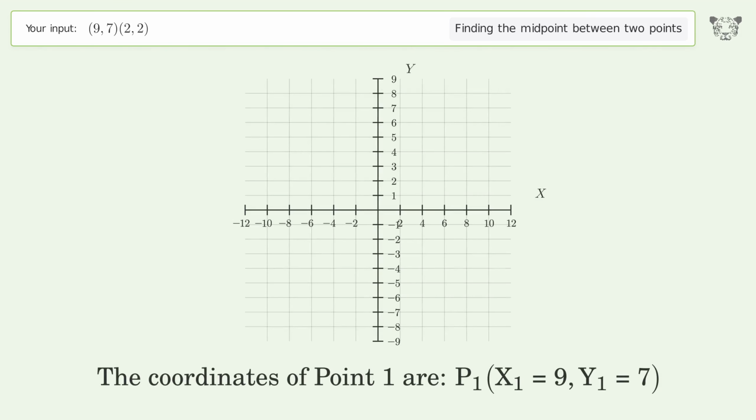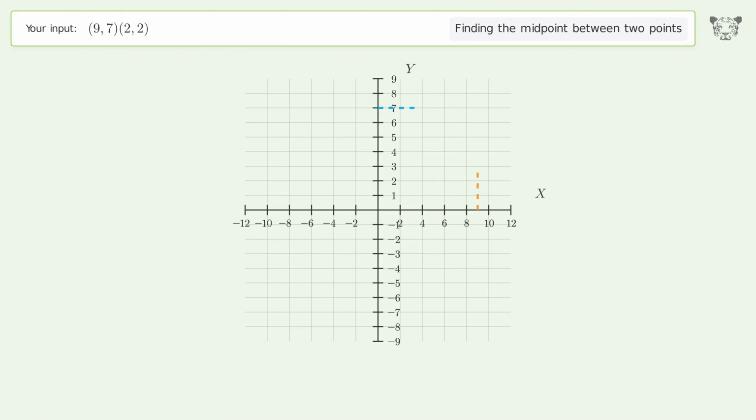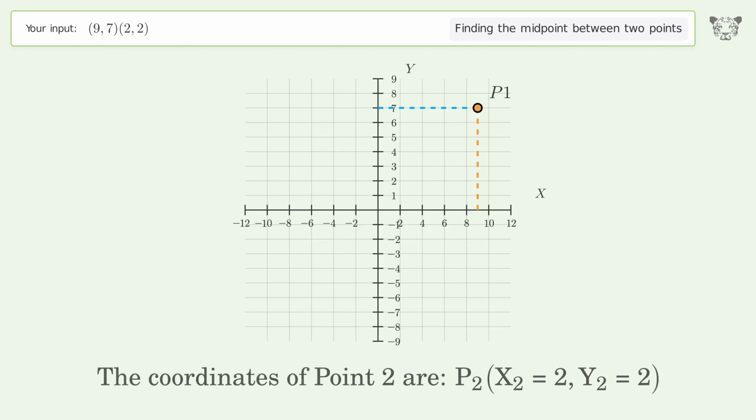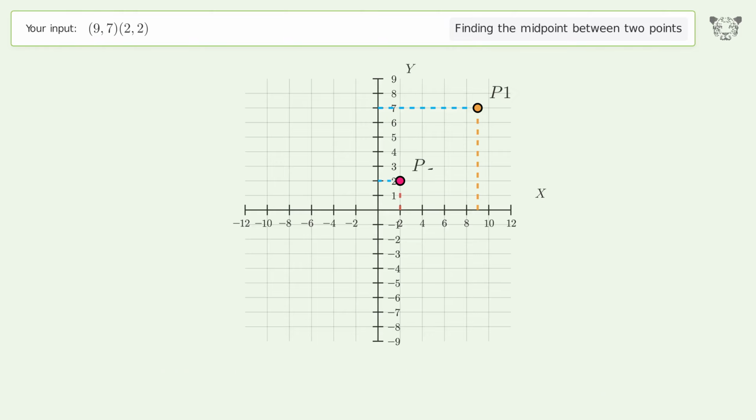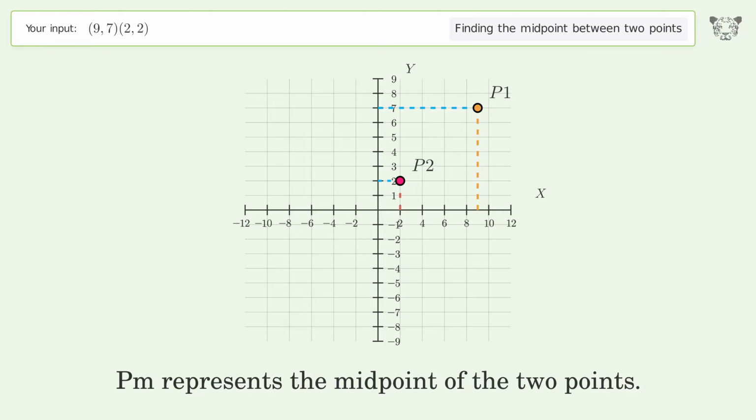The coordinates of point 1 are x1 equals 9, y1 equals 7. The coordinates of point 2 are x2 equals 2, y2 equals 2. PM represents the midpoint of the 2 points.